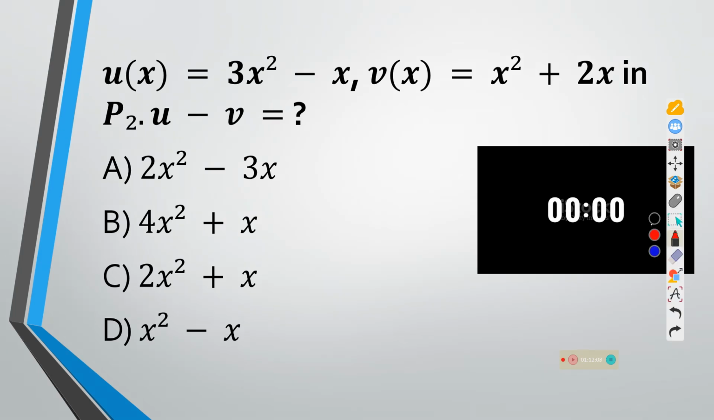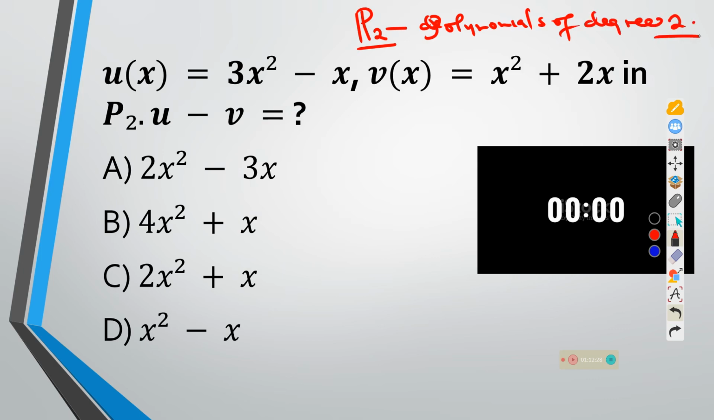So here we are given u of x as that, v of x as this. All these are polynomials from polynomials of degree 2. This means this contains polynomials. This is a space of polynomials of degree 2. So for that case, what will be u minus v?